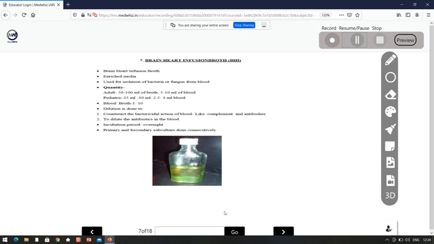So why are we doing this dilution? The dilution is done to counteract the bactericidal action of blood, like complement and antibodies, and to dilute the antibiotics in the blood. The usual incubation period is overnight, 16 to 18 hours. Primary and secondary subculture is then done subsequently with the solid media.